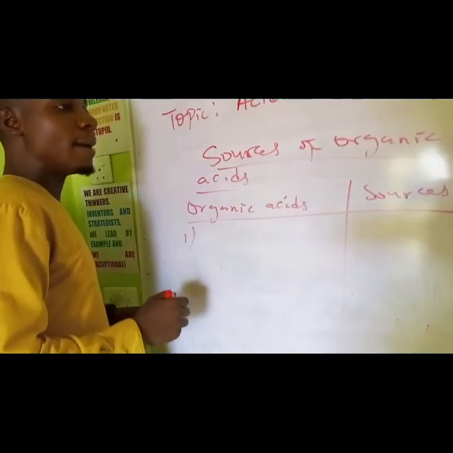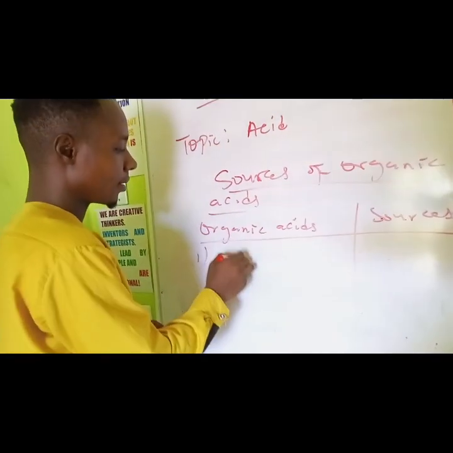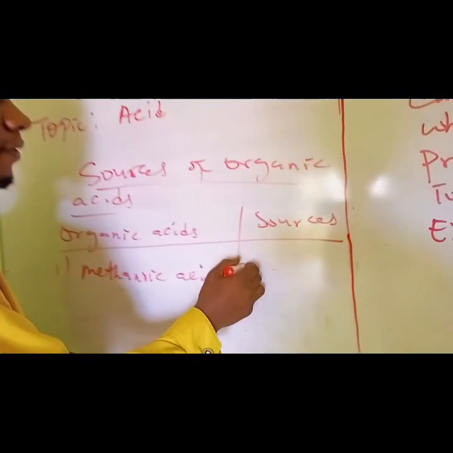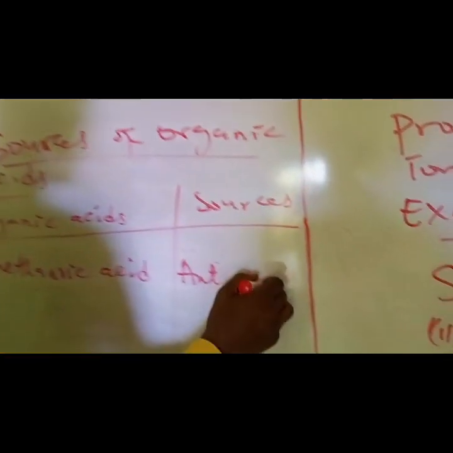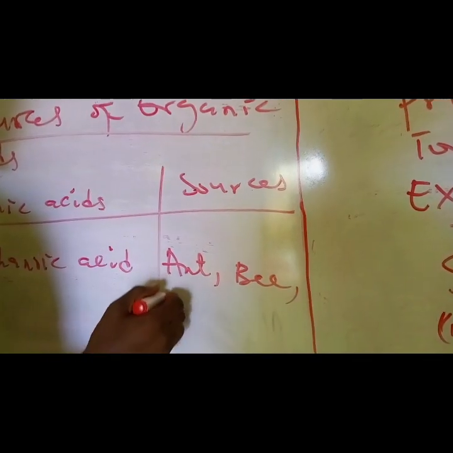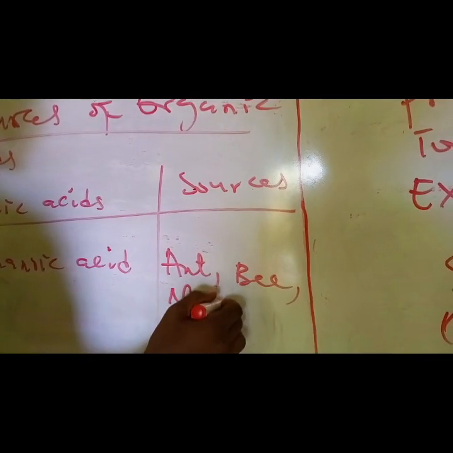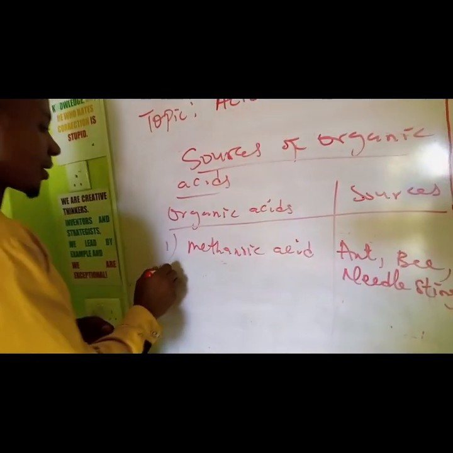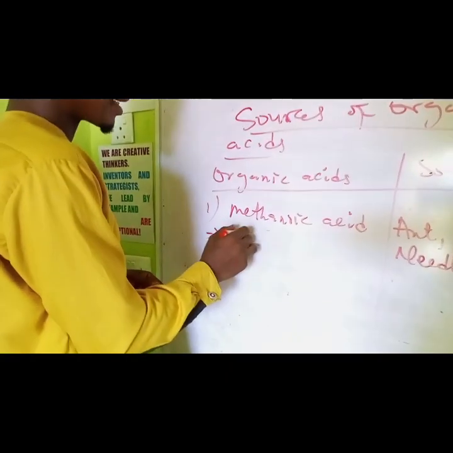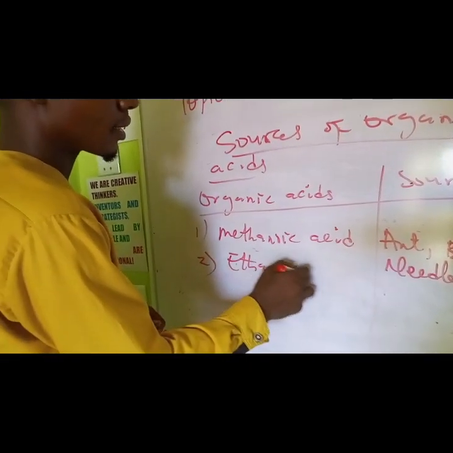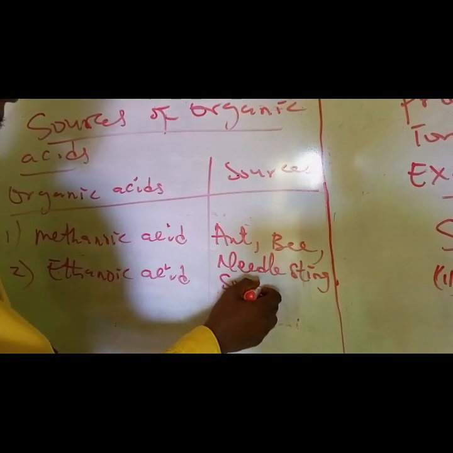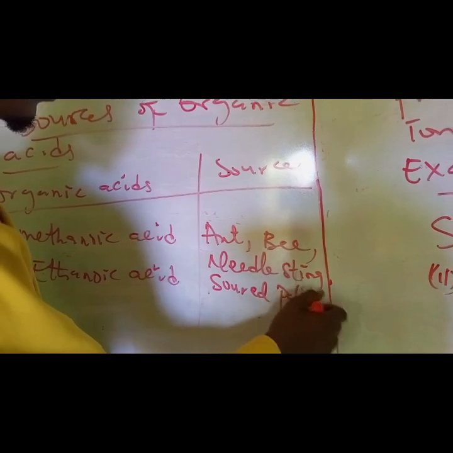Number one, I mentioned methanoic acid. Where do we get methanoic acid? We get it from ants, from bee stings, from needle stings. This is where we get our methanoic acid. Then the next one we have is ethanoic acid. Where do we get ethanoic acid from? From soured palm wine. This is where we get your ethanoic acid.